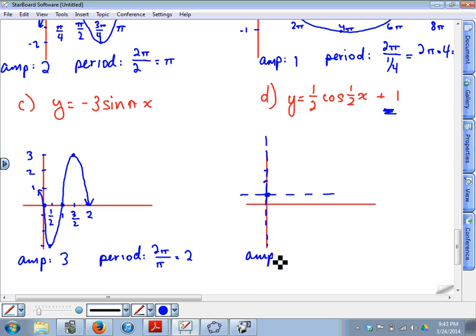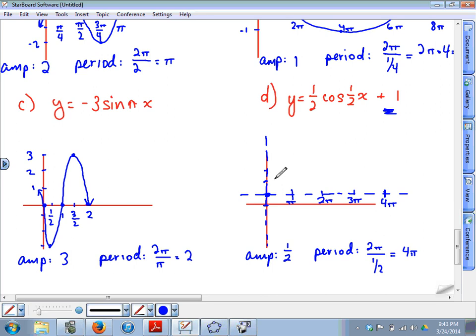Now identify the amplitude. In this case it is 1/2, so it's going to be a very flat graph. Period is 2 pi divided by the coefficient. Here the coefficient is clearly 1/2, so it's 2 pi divided by 1/2, which is 4 pi. So go 4 pi way out there. We have to break this up into equal subintervals, so halfway is going to be 2 pi, and then pi, and then over here is going to be 3 pi.